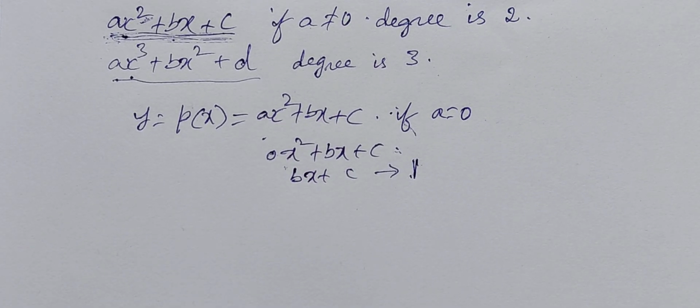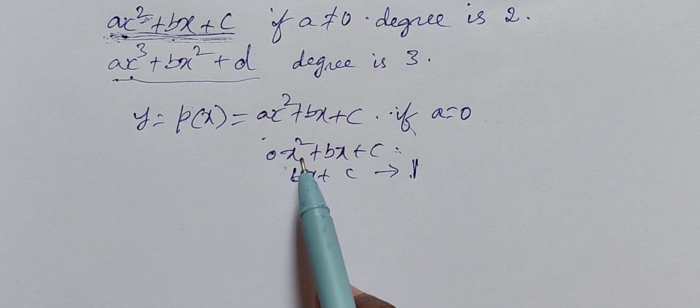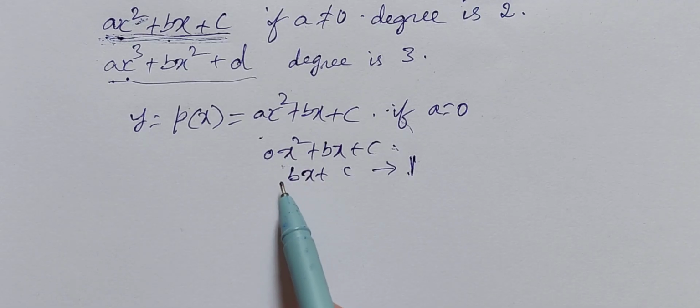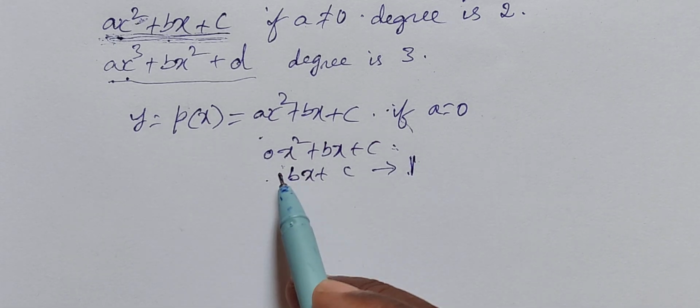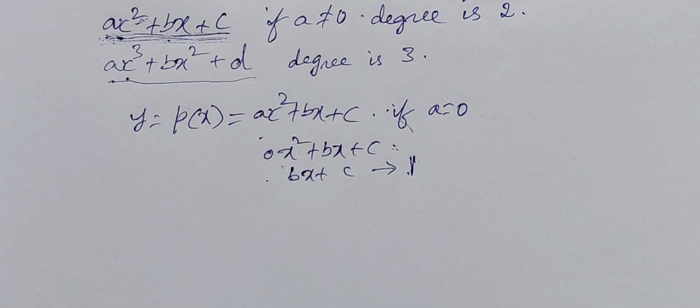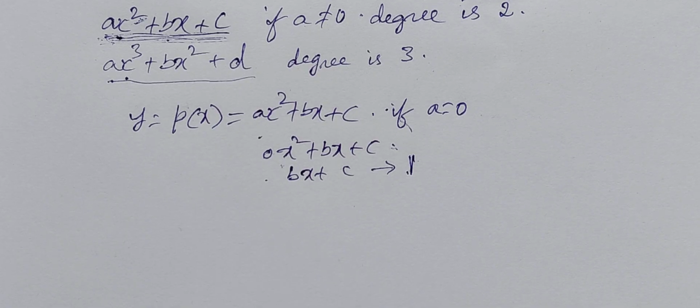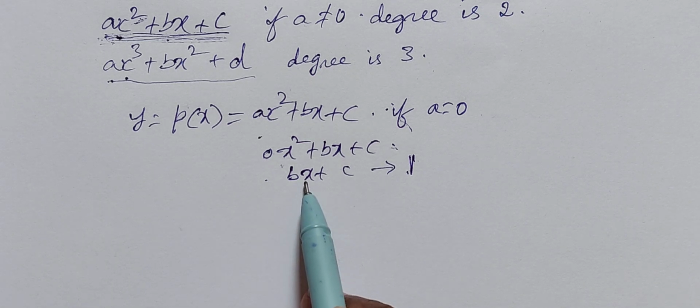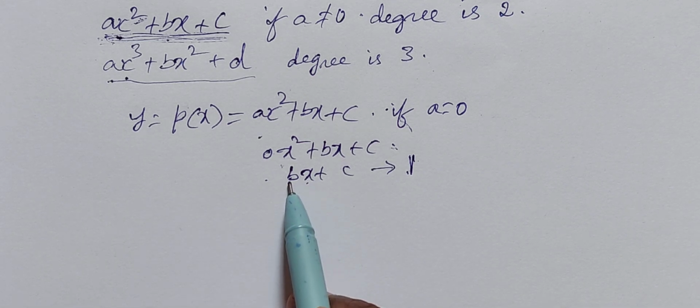So no matter what the power of a variable is, if its coefficient is 0, then we should be very careful that we take only the highest power whose multiplication factor is non-zero.